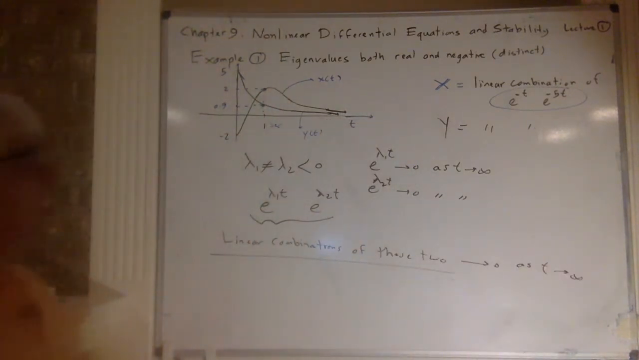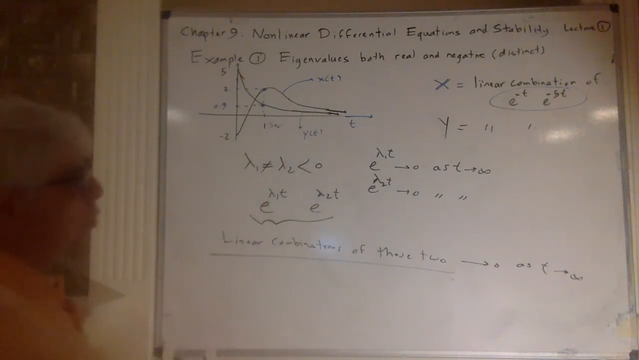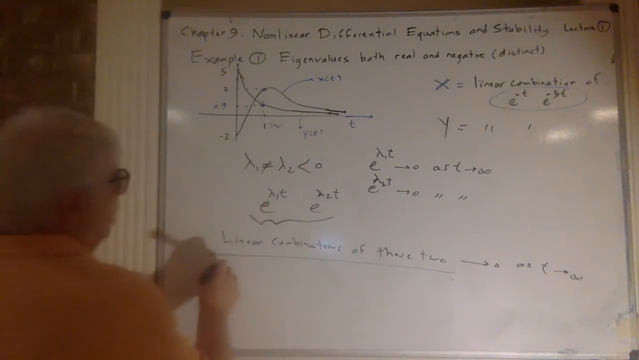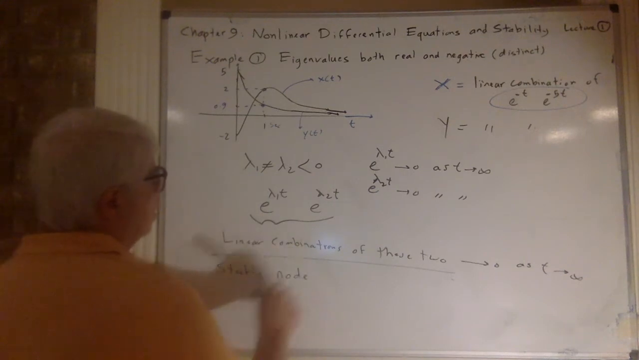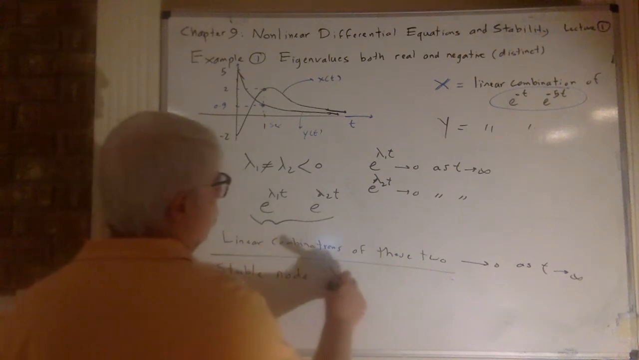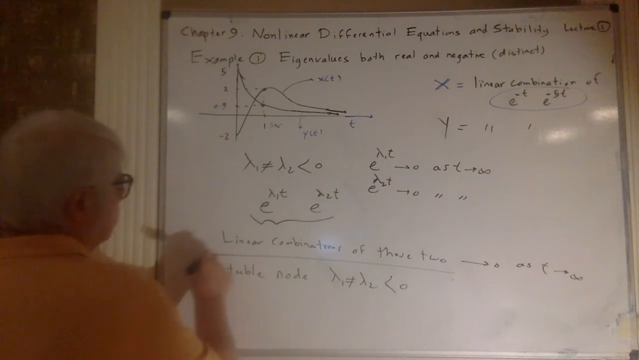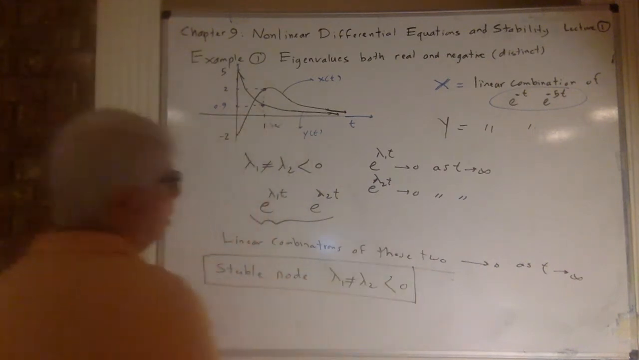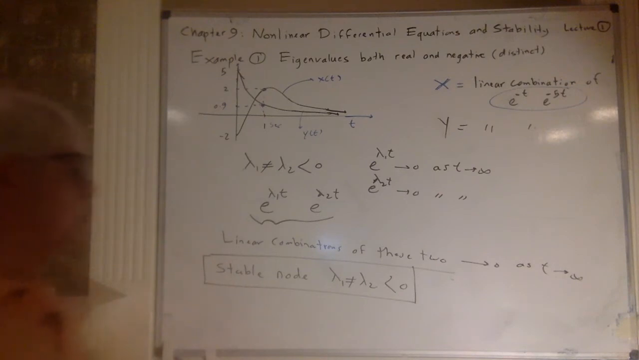Because they are all getting close to (0, 0), we call this a stable node. So a stable node is when lambda 1 and lambda 2 are distinct and less than 0. That (0, 0) is called a node. So this is the situation where we have stability.